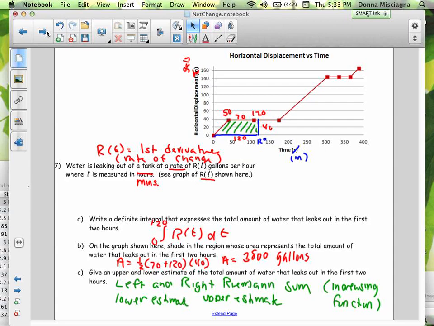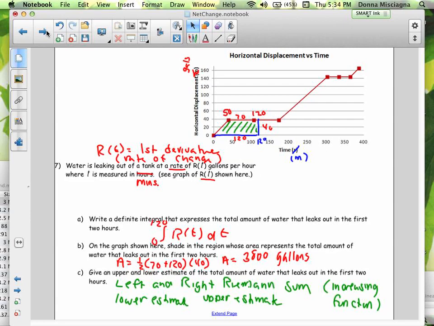And that's the graph. So we want to write a definite integral that expresses the total amount of water that leaks out in the first 2 hours. Since this is minutes on our graph instead of hours, use minutes. But that is what they're looking for: that you can recognize that you take the derivative and you can recognize what the endpoints should be, the starting and ending, and don't forget your dt, your variable of integration. And that's all you need to do for that question.